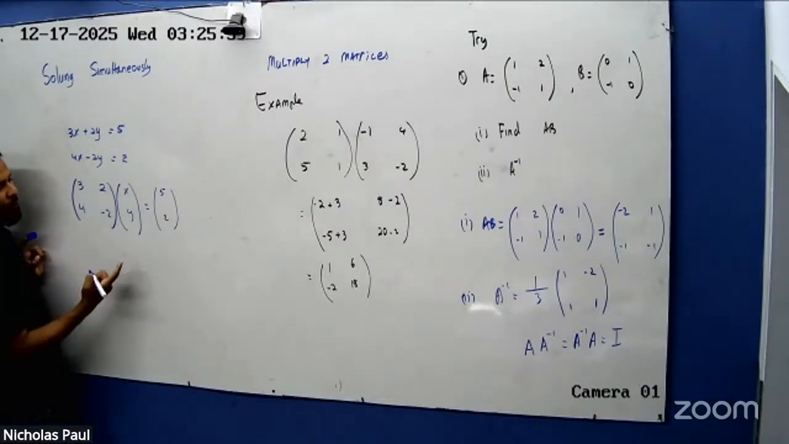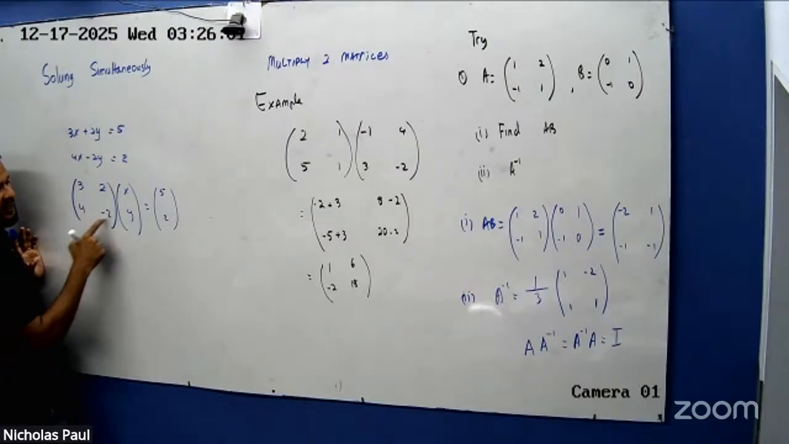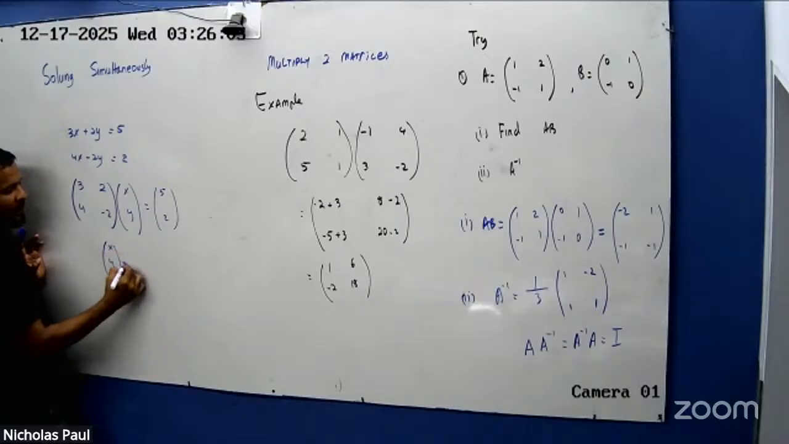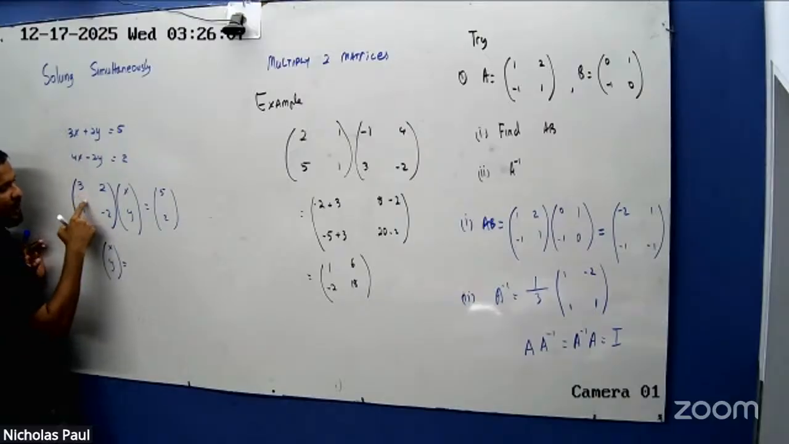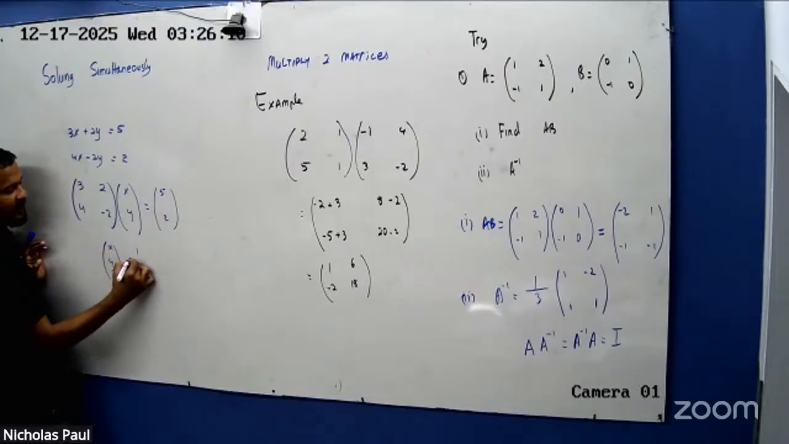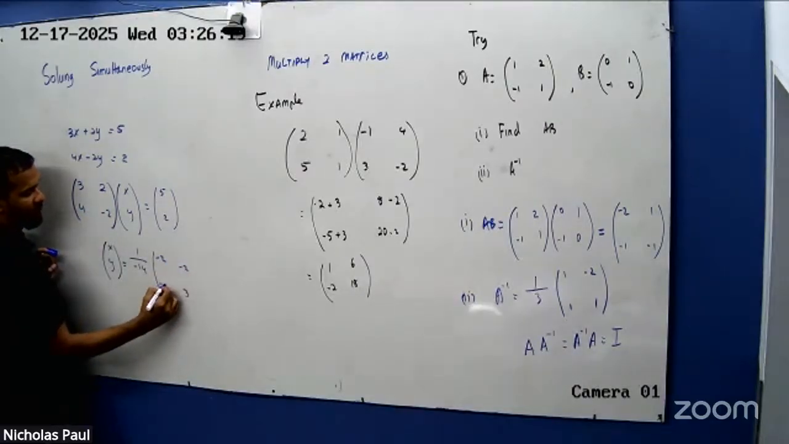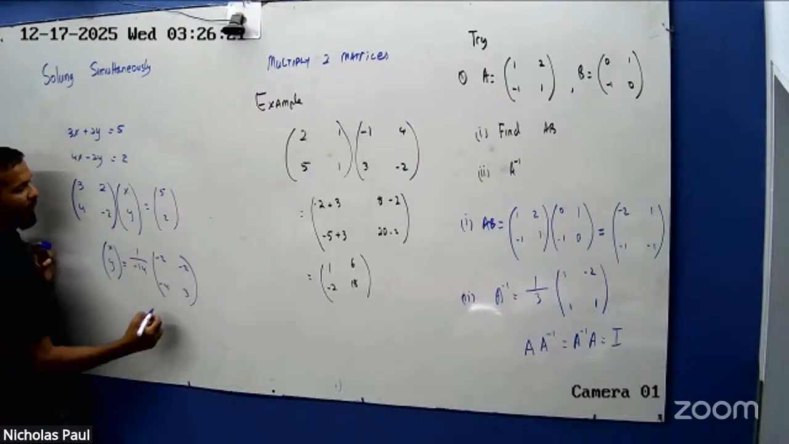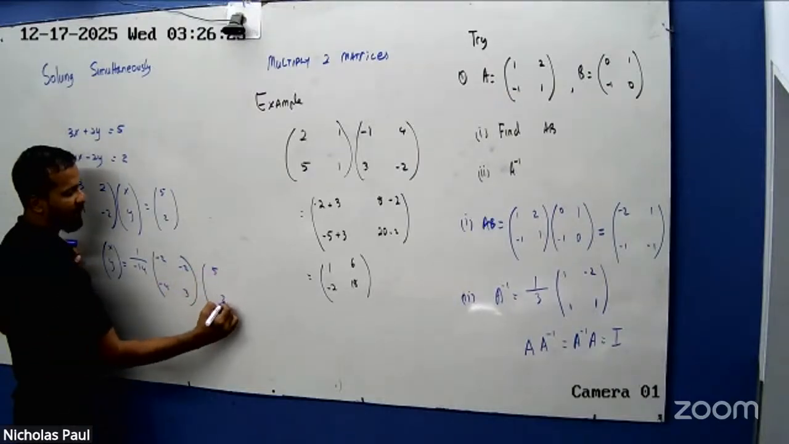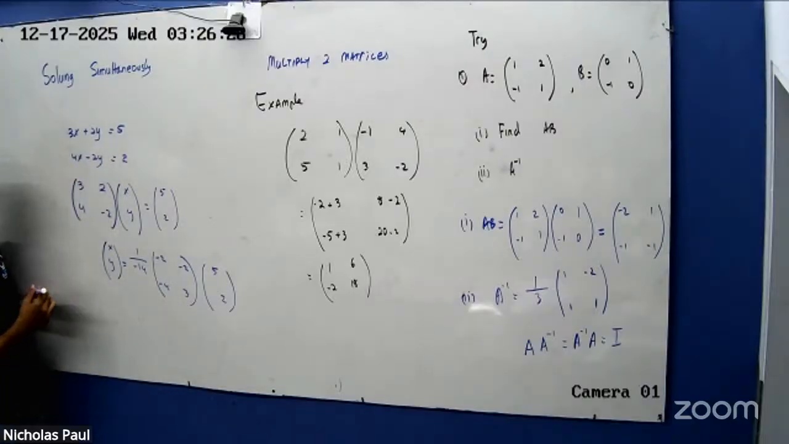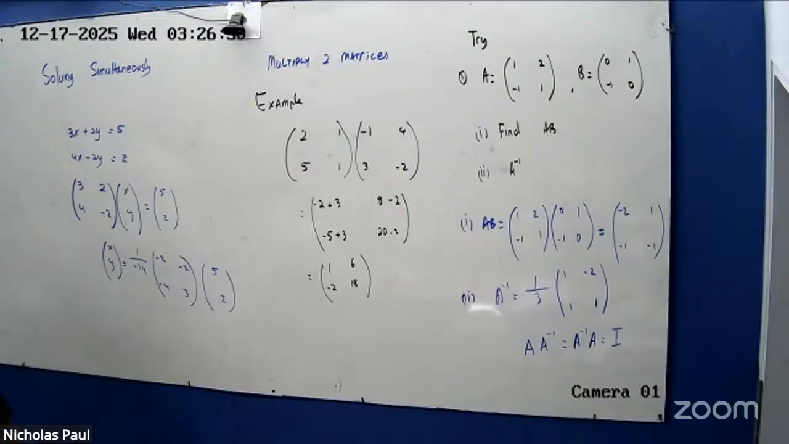And then from here, all we have to do is find the inverse of this and multiply it by this. So x, y is the inverse of this, which is: 3 by minus 2 is minus 6, minus 8, I got minus 14. Switch these two values around, change the signs here. And then I'm going to multiply that by 5, 2. When I multiply that out, you'll end up with x, y.